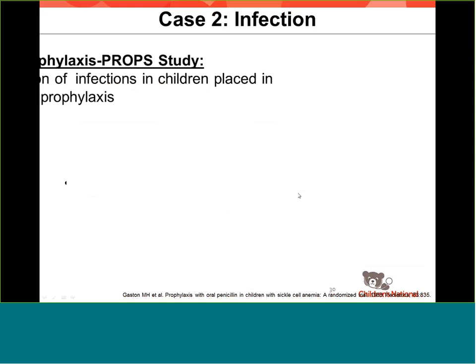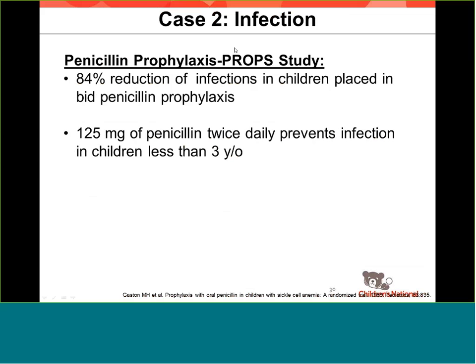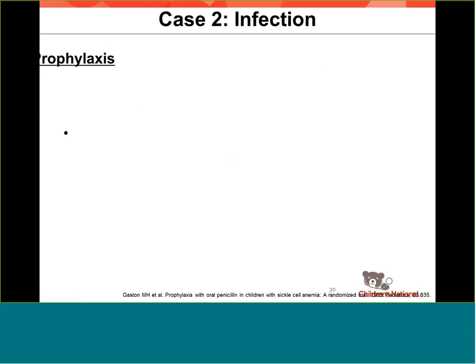It's not working well. The penicillin PROPS study resulted in an 84% reduction in infection in children with twice-a-day penicillin prophylaxis. You use 125 milligrams twice a day in children less than 3, and then 250 milligrams penicillin in patients older than 3.